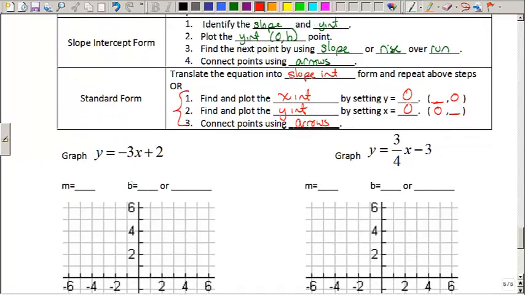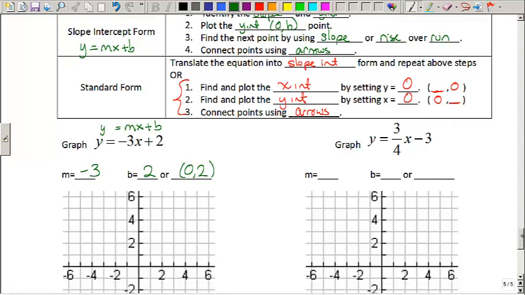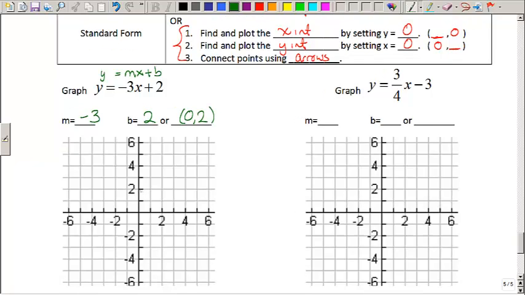Looking at our first problem, y equals negative 3x plus 2, I can tell that that's in slope-intercept form, y equals mx plus b. So my m, or slope, is negative 3, and my b is 2. Or another way of thinking about that as a y-intercept is 0, 2. So now that I've gotten my information, my slope and my y-intercept, all I have to do is plot the point and then use the slope like I did earlier. My point is 0, 2. My slope is negative 3.